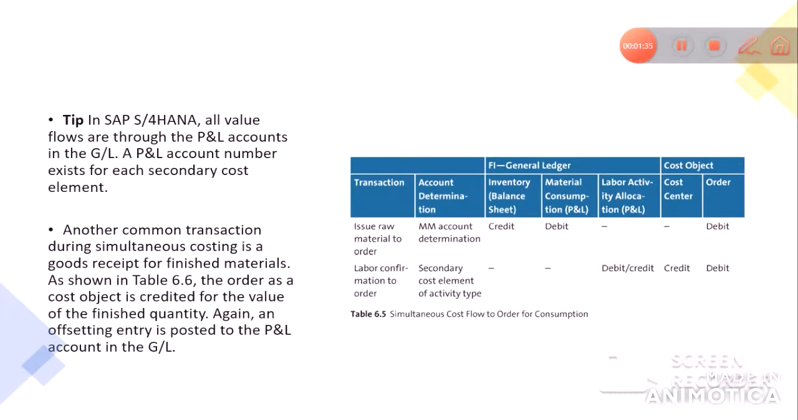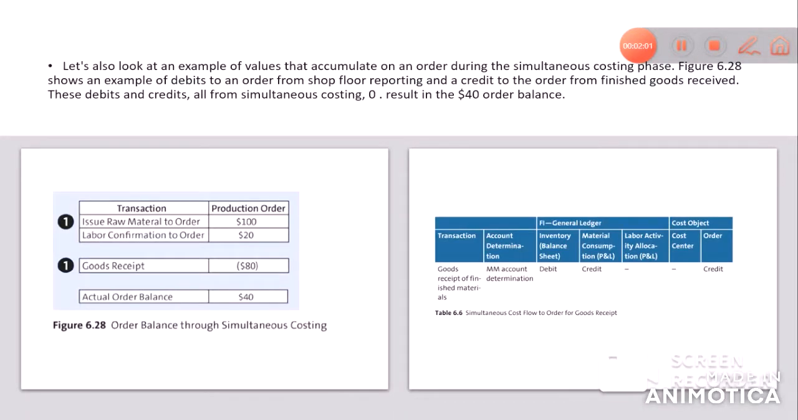Another common transaction during simultaneous costing is a goods receipt for finished materials. As shown in another table, the order as a cost object is credited for the value of the finished quantity. Again, an offsetting entry is posted to the profit and loss account in the GL. So let us also look at an example of values that accumulate on an order during the simultaneous costing phase.